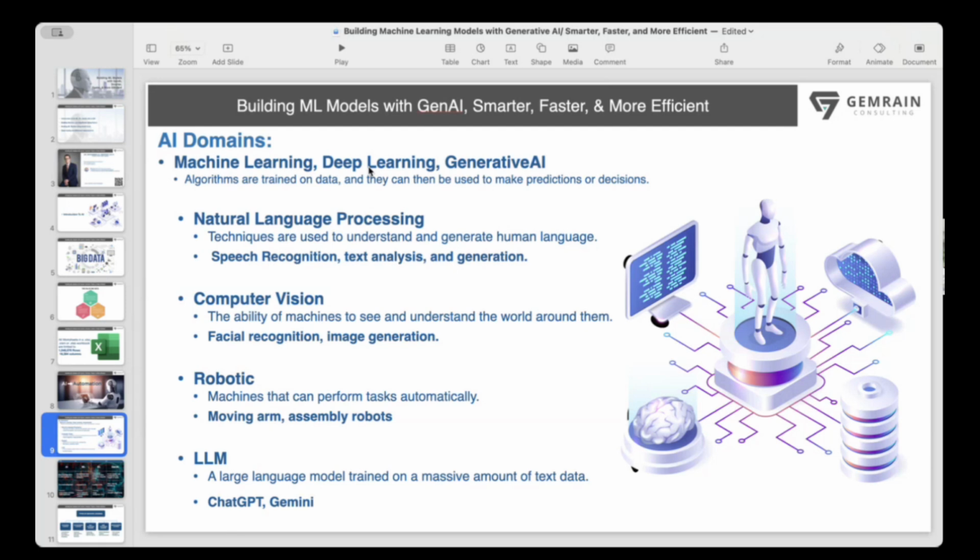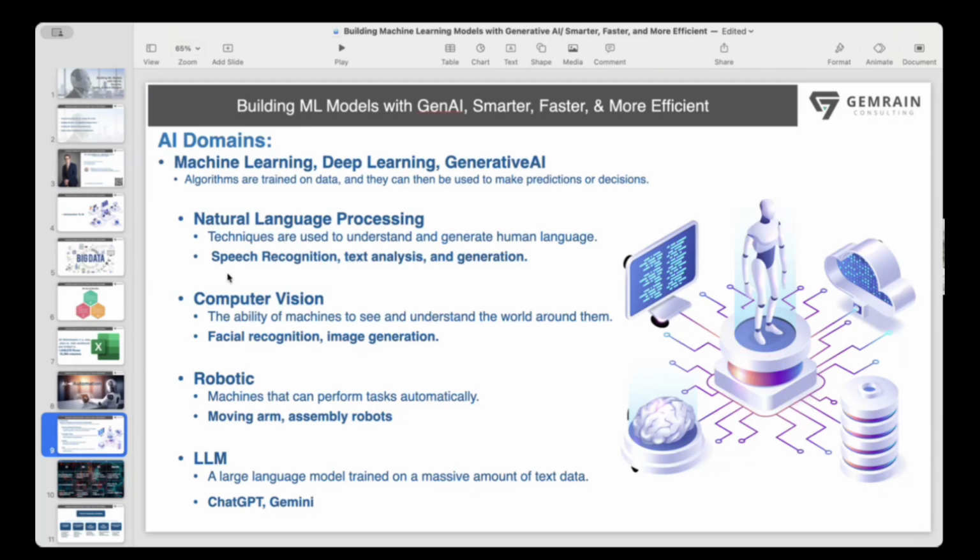So, to convert spoken language and text language to numbers, and those numbers are going to be understood by the machine learning, deep learning, and generative AI algorithms. So natural language processing, or NLP, is about making the computer understand human language, whatever voice, text, and whatever language.